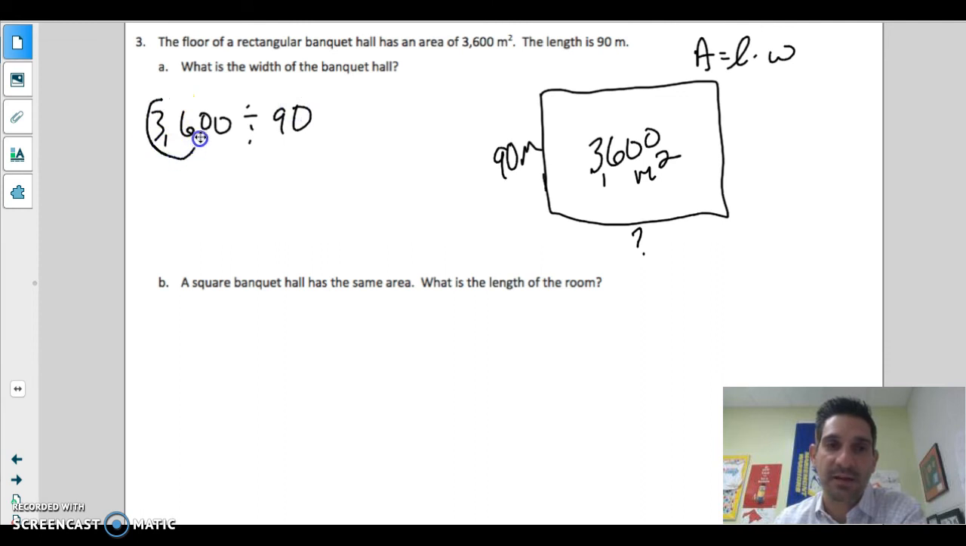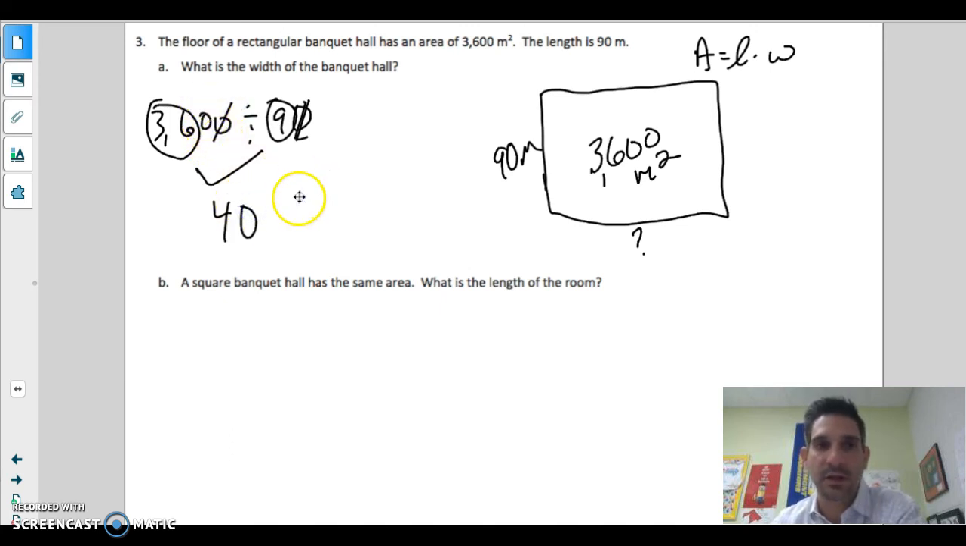My basic facts are 36 and 9, which gives me 4. And I got 1 zero there, so I'm going to divide this by 10. There's the 9, so I leave it alone. So divide by 10 here. 100 divided by 10, I get rid of that. So I have 1 zero left. That equals 40. So it's 40 meters.